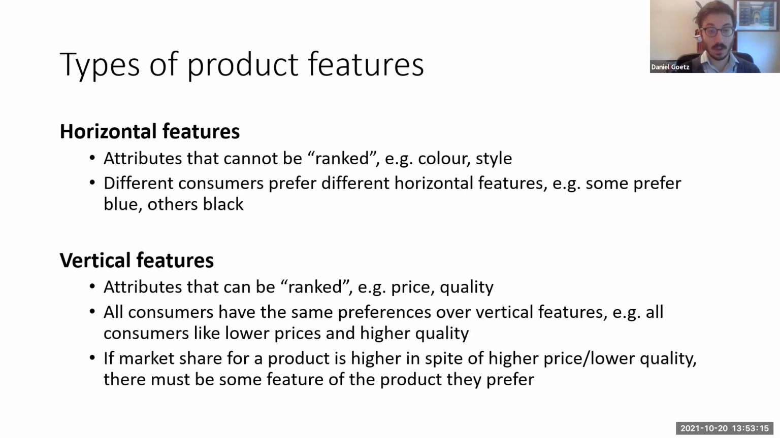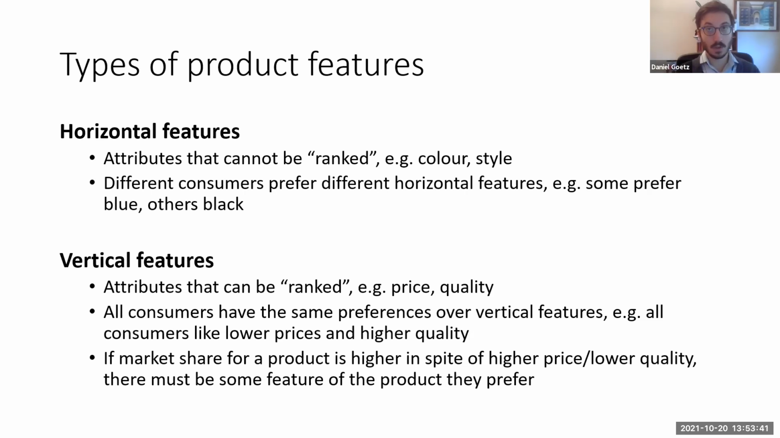Vertical features are attributes that we can rank. We know for sure that everyone likes a lower price. If nothing changes except that the price is lower, we can say confidently that people will like that more. And we can say that people always like a higher quality as well for the same price. Again, you hold everything constant and just increase quality, people are going to like that more.